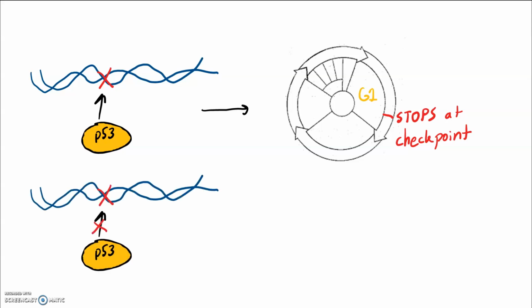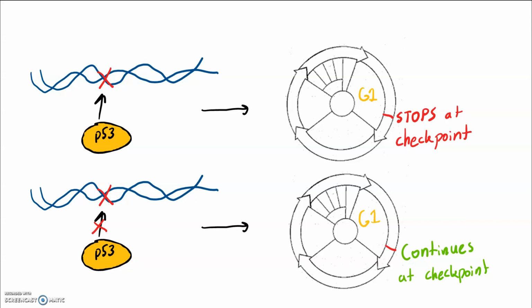However, a non-functional P53 tumor protein cannot bind to damaged DNA, so the cell continues on with the damaged DNA. Over generations, the mutations accumulate from the damaged DNA, which could turn proto-oncogenes to oncogenes or inactivate other tumor suppressors and create more cancer cells.